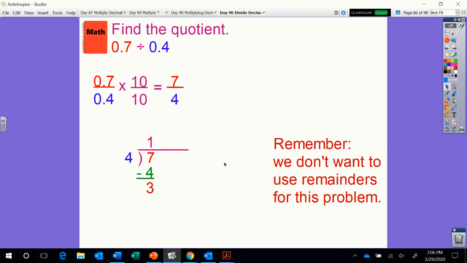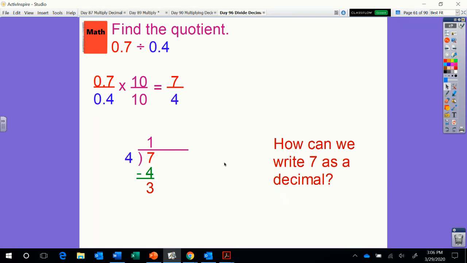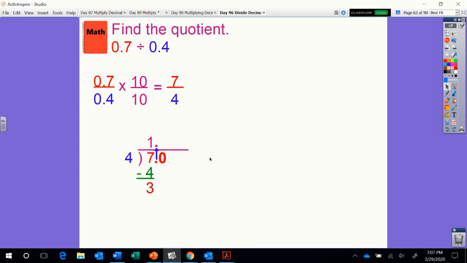So we're going to add our decimal here. This 7, we can write it still keeping it 7 if we add a decimal. This 7 has the same value as that 7. Now we have something that we can bring down. We put our decimal up into our quotient and we're going to bring down the 0. Now we're going to start over again.